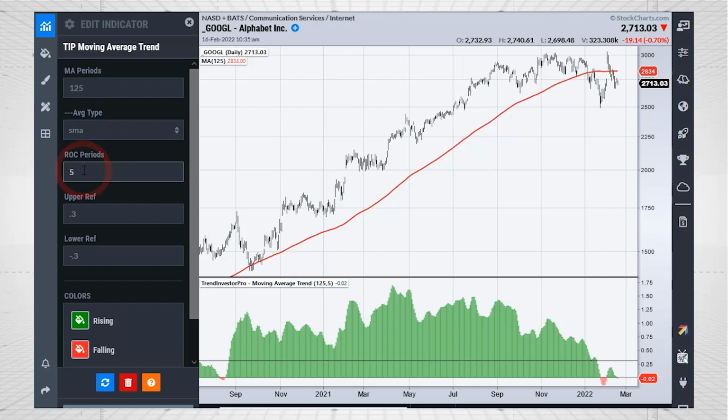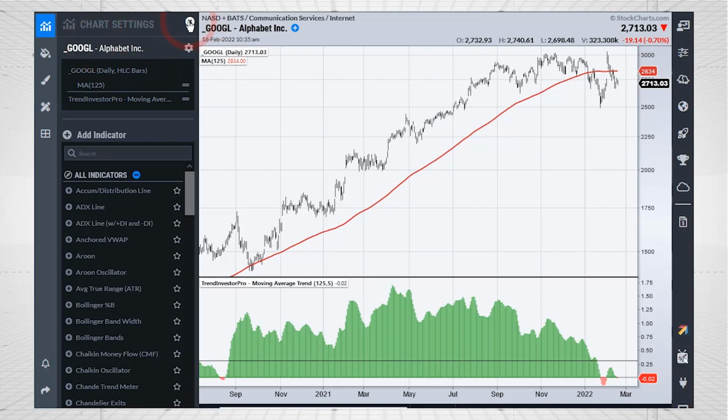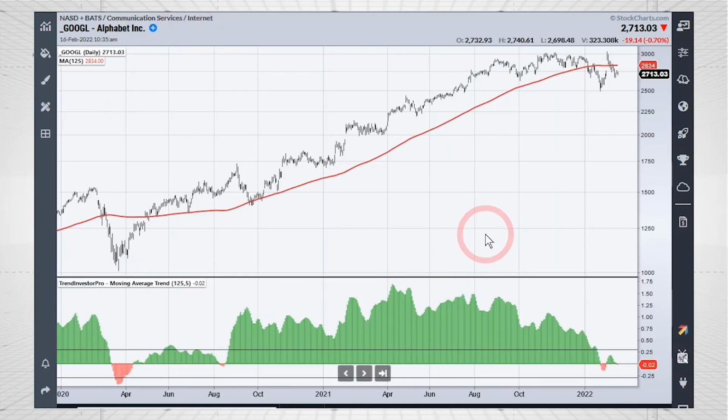So if you want a slower rate of change, a longer period of rate of change, you could use 10 or 15 or 20. But again, I put my personal preferences here. And then these upper and lower references are kind of like a filter, all right? It's to filter out some of the whipsaws. Now, of course, when you filter out whipsaws, that means you're going to be later to a signal.